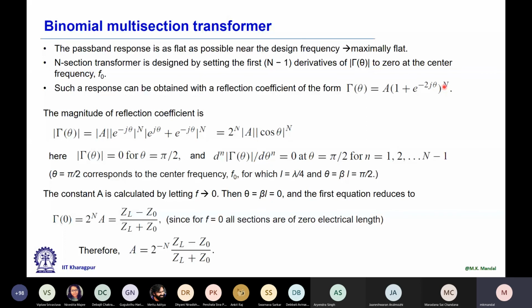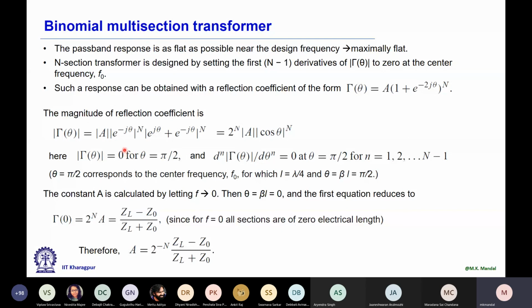So directly we can't do it here. So better we use some trick here. We take e to the power minus j theta common, then when it is coming out of this bracket, it becomes e to the power minus j theta into overall power n. So magnitude of A e to the power minus j theta overall power n, and the remaining part inside is e to the power j theta plus e to the power minus j theta. We can express it like this.